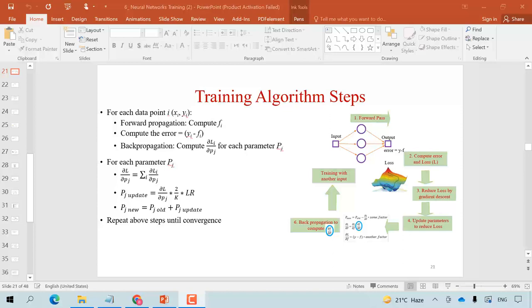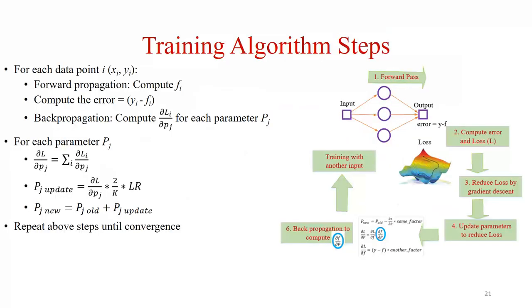Hi, we are continuing our discussion of neural network training. As we explained the algorithm last time, the training process consists of a forward pass through the network. Through this forward pass, we compute the error and the loss function. Then the job becomes to minimize the loss function.